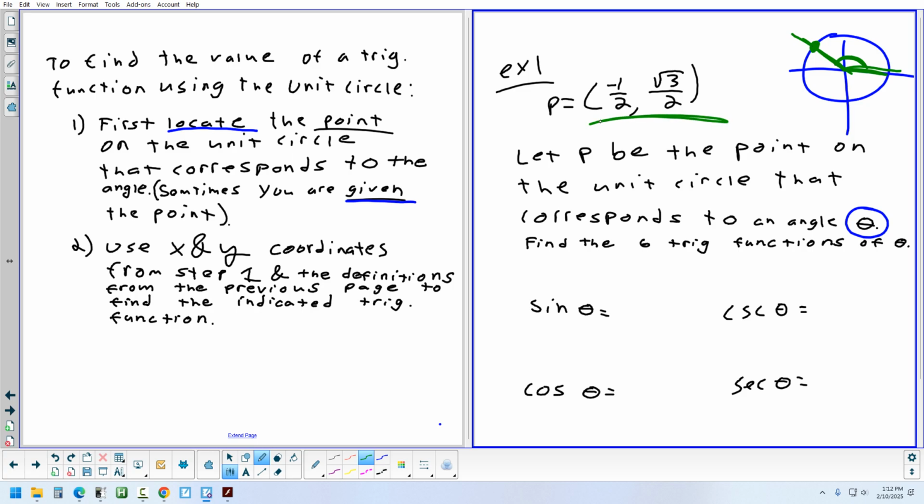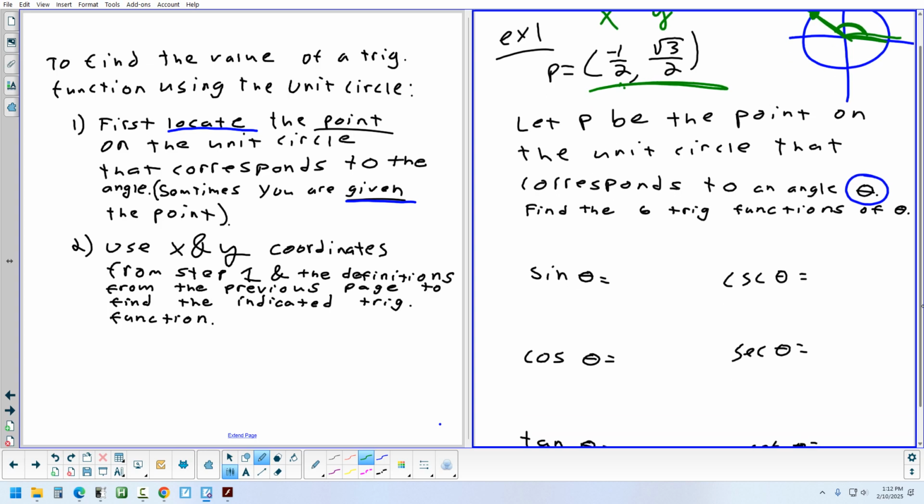Now we're going to plug those into our 6 trig functions. The -1/2 is which letter in your coordinate? X. It's your x. √3/2 is your y. And now let's fill them in.